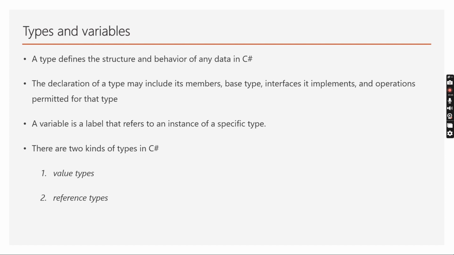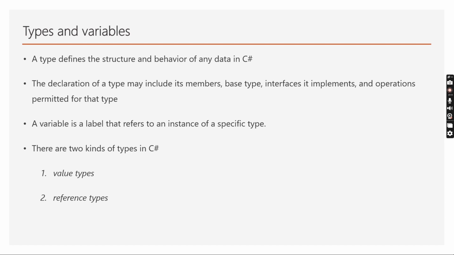And the next thing is, what is a variable? A variable is a label that refers to an instance of a specific type. That means we have a type, and when we want to make use of that type, we need to create an instance of that particular type. Then we assign it to the variable. So that is the use of a variable in coding.